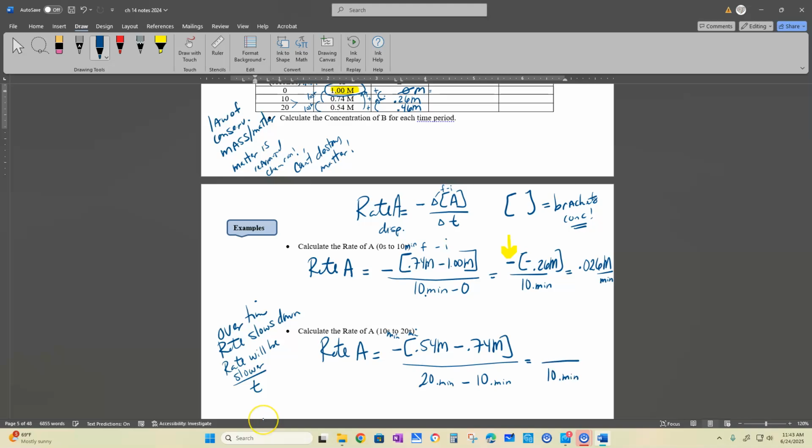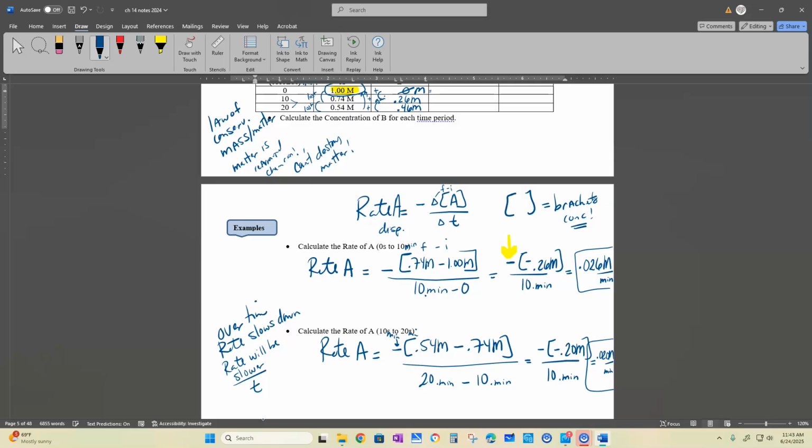But now, the top part, 0.54 minus 0.74, I'm going to get negative 0.20 because of sig figs, but don't forget that negative. And that's how the negatives will cancel to where rate will be positive. So 0.20 divided by 10, and notice what happened to the rate. 0.020 m over minutes. Sorry, I crammed that in there. Oops, let's be boxing our answers.